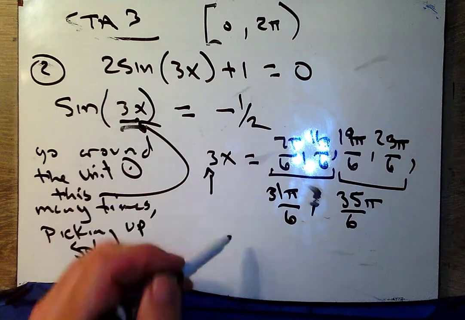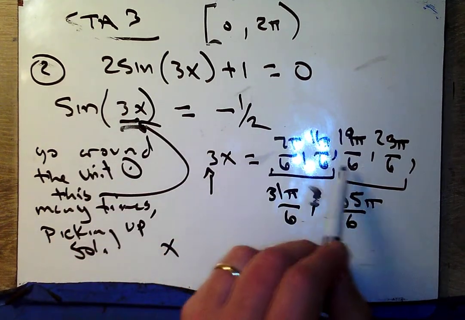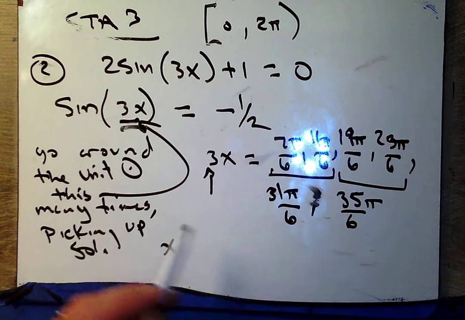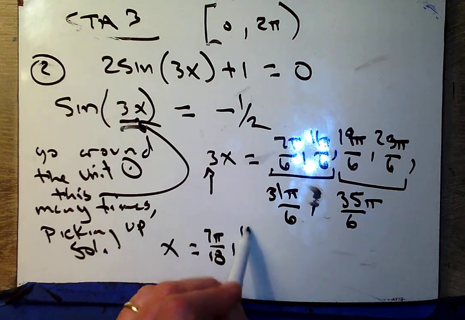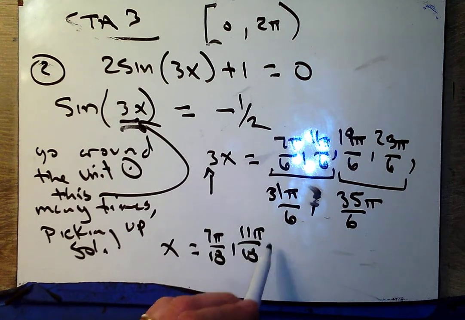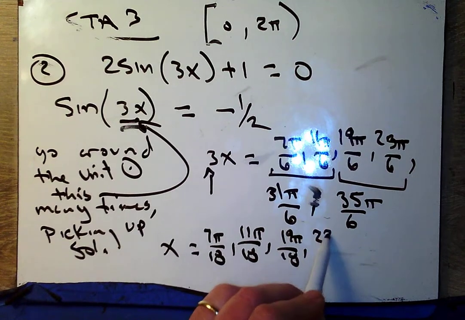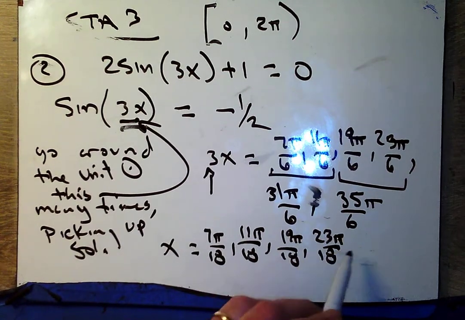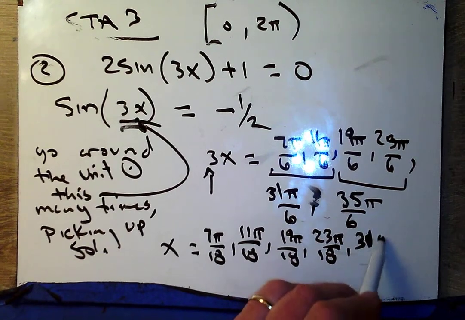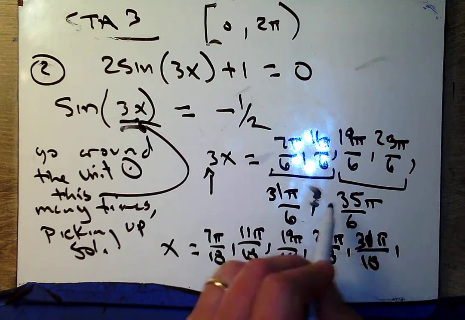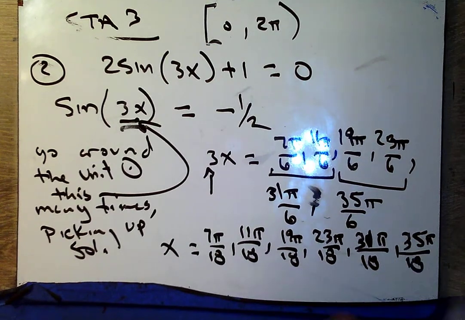See that? We're asked to find what x is. So now we have to divide everything by 3. And so we're going to get 7 pi over 18, 11 pi over 18, 19 pi over 18, 23 pi over 18, 31 pi over 18, and finally 35 pi over 18.